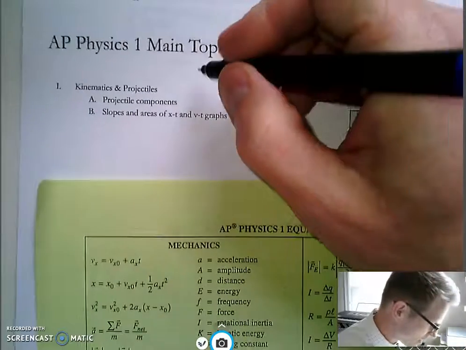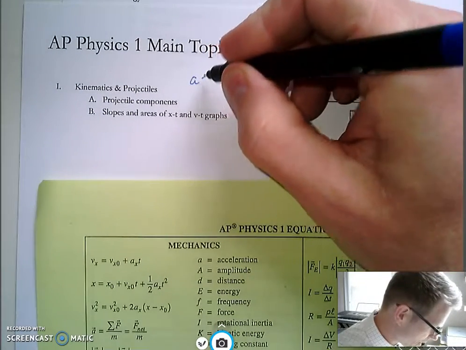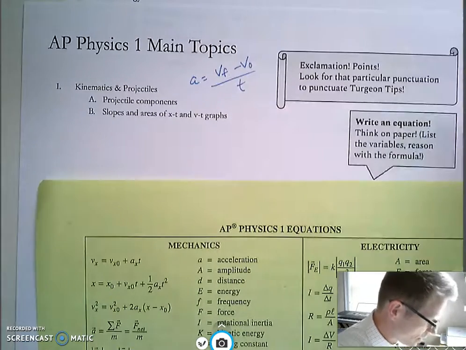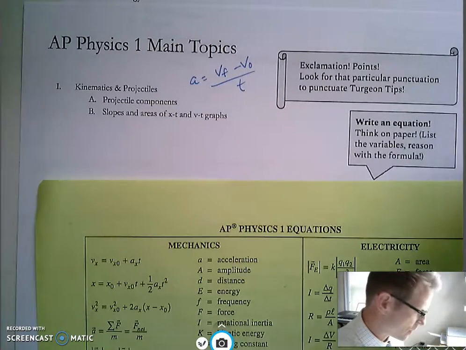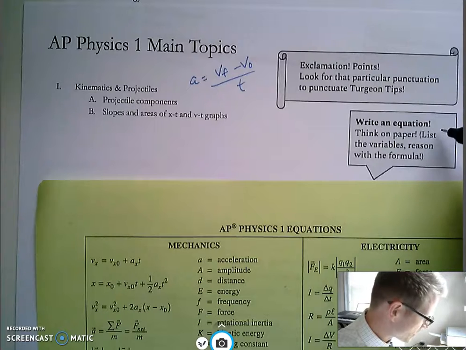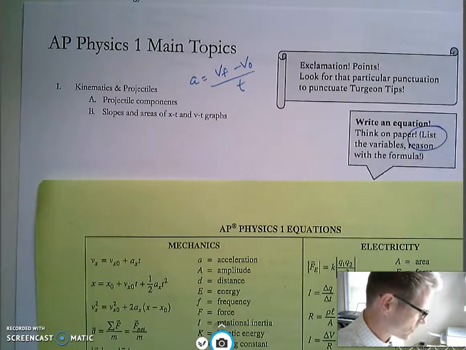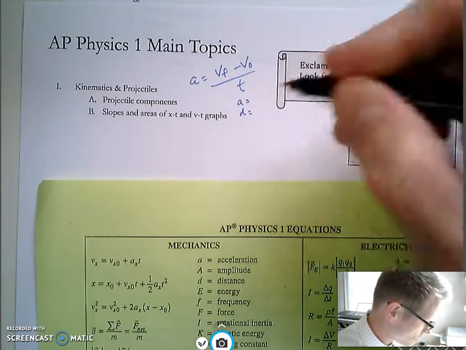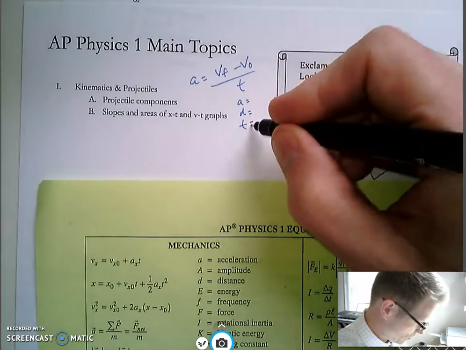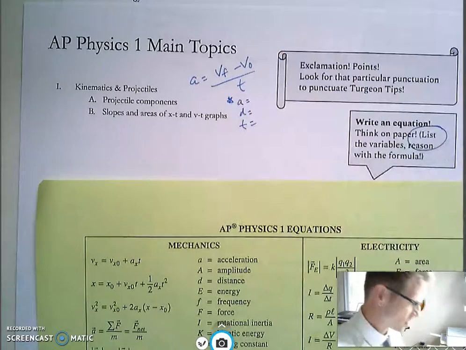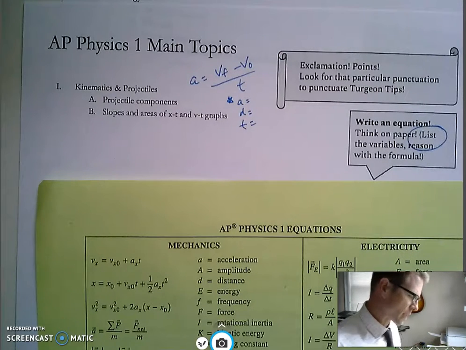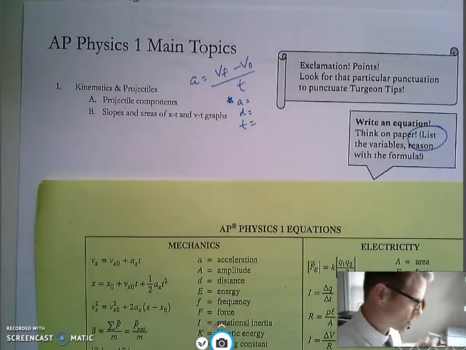For example, as soon as I see that equation, I want to rewrite it as the definition of acceleration that you're more familiar with. This makes me think of a very specific strategy where we list the variables. There's an exclamation point here: listing the variables. So if I write a equals, d equals, t equals, this is the money strategy for kinematics. It's also the money strategy for projectiles.